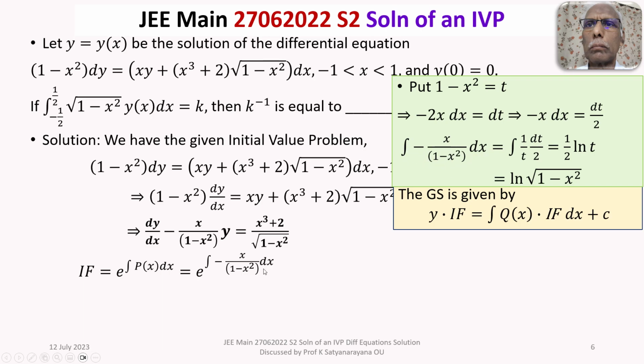Now come back to our mainstream. Put it here. So this is e to the power ln √(1 − x²), and that will be equal to √(1 − x²).